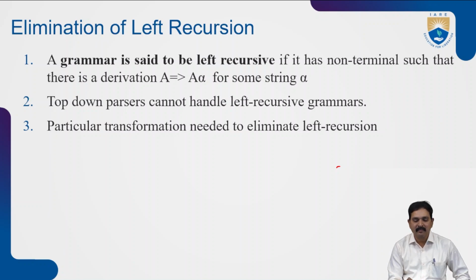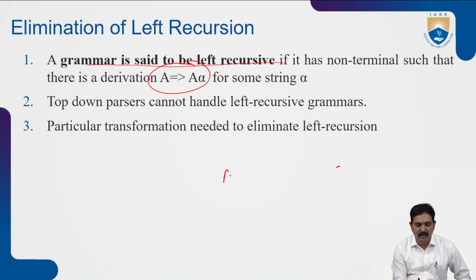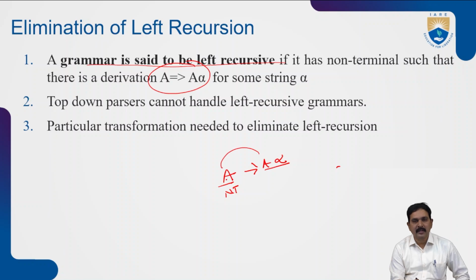A grammar is said to be left recursive when the production has the form A implies A alpha. This is the syntax for understanding left recursion. Every production of this form we can say is a left recursion. The production should be in the form A implies A alpha. Here A is a non-terminal, and the right-hand side should match. On the left-hand side, you have taken a non-terminal.